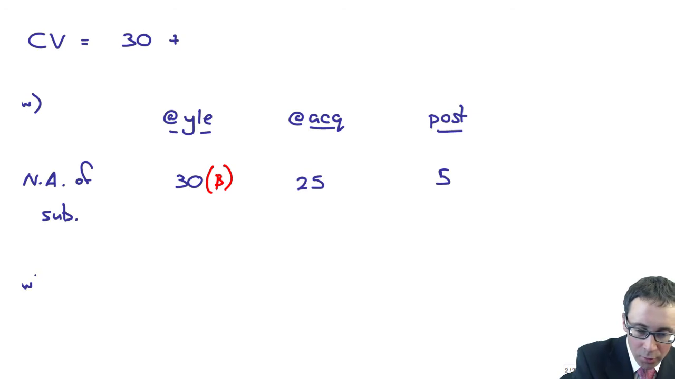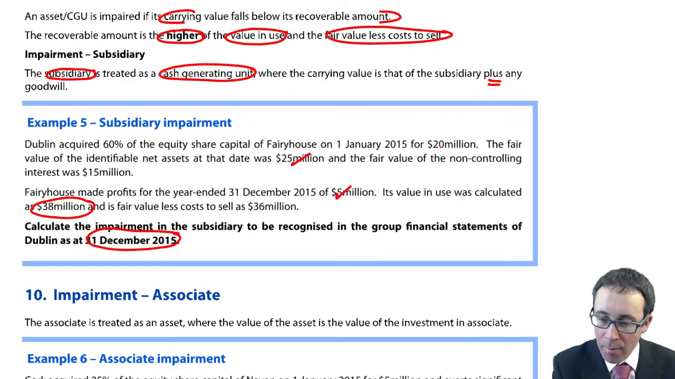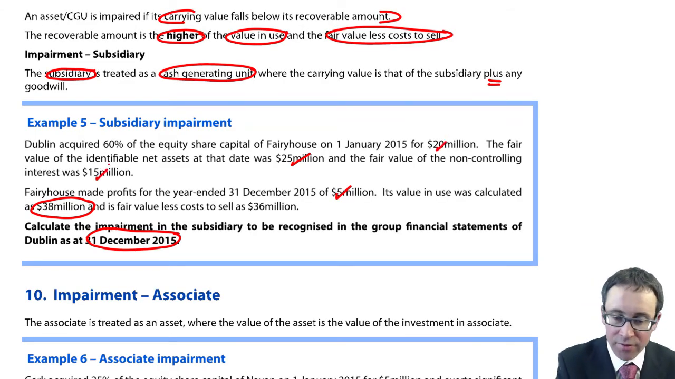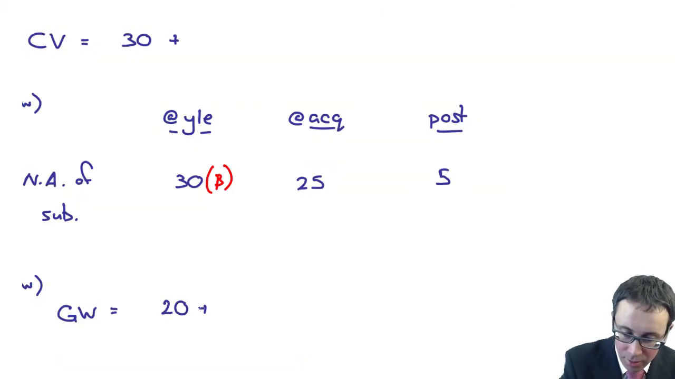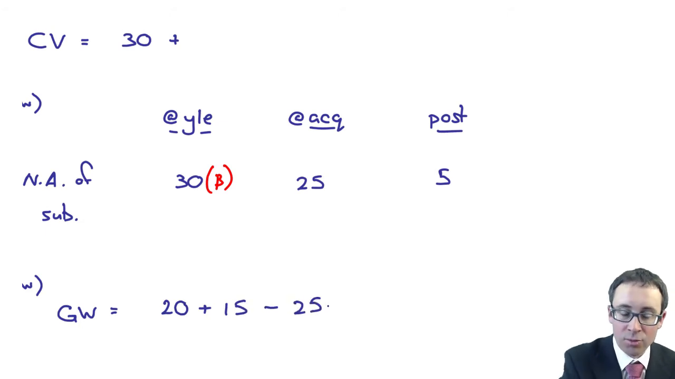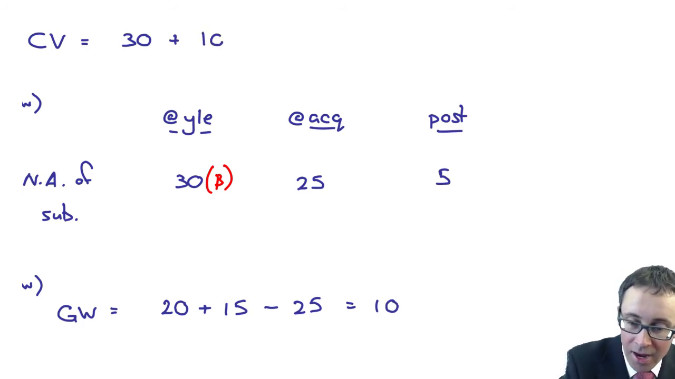So we can do another goodwill working. I'll do it shorthand, being a bit lazy, but there we go. We paid 20. The NCI was 15. So 20 plus the 15. And we know that the net assets were 25, don't we? So does that give me goodwill of 10? Okay. So the carrying value of the subsidiary at the reporting date is 40 million.